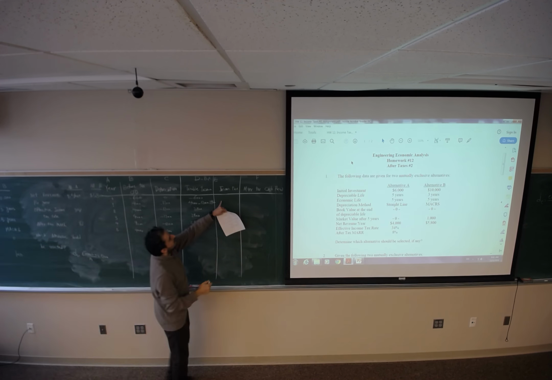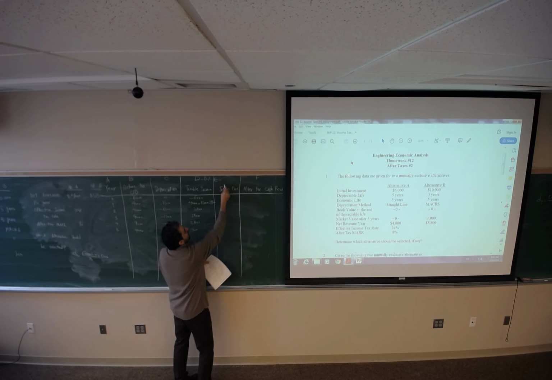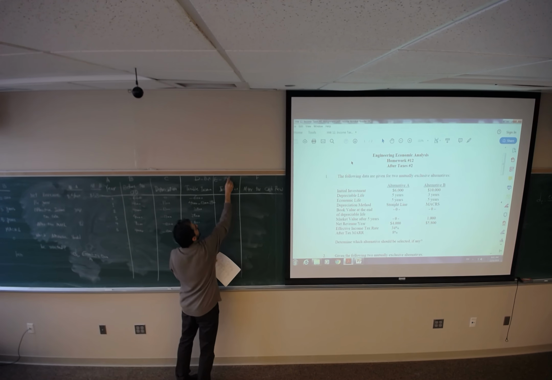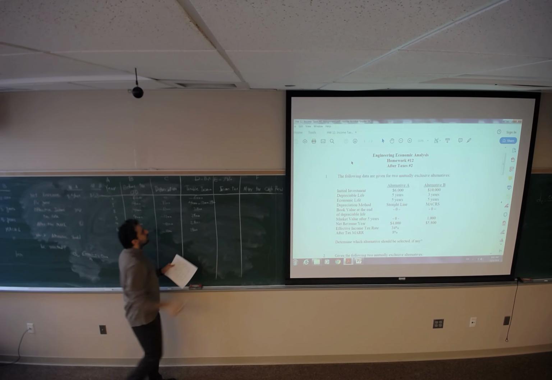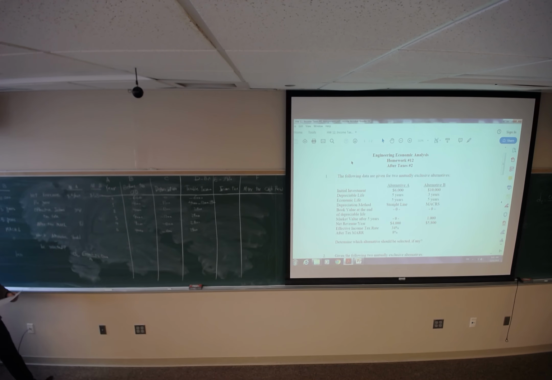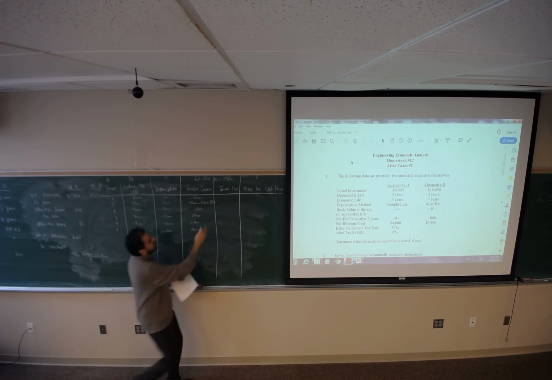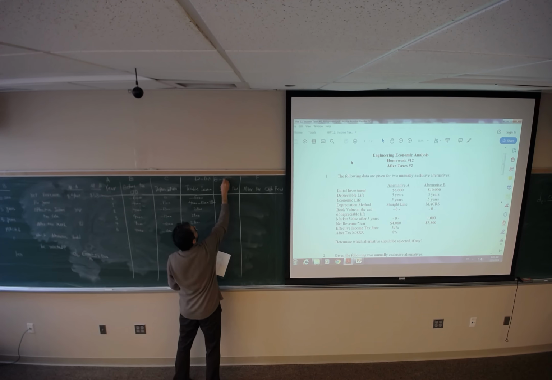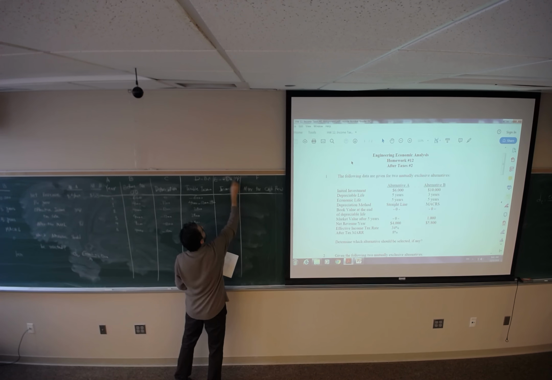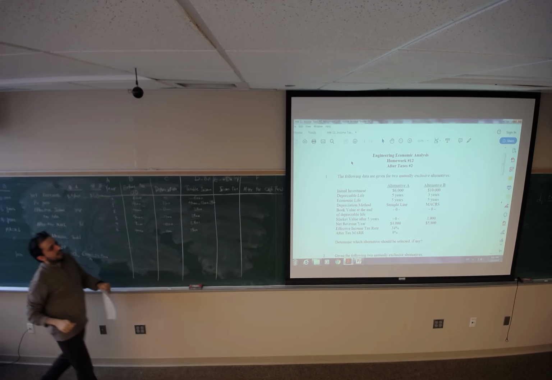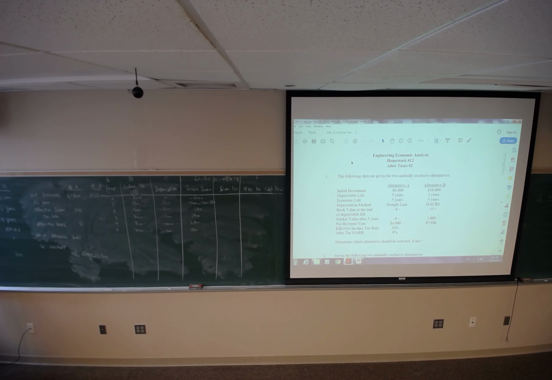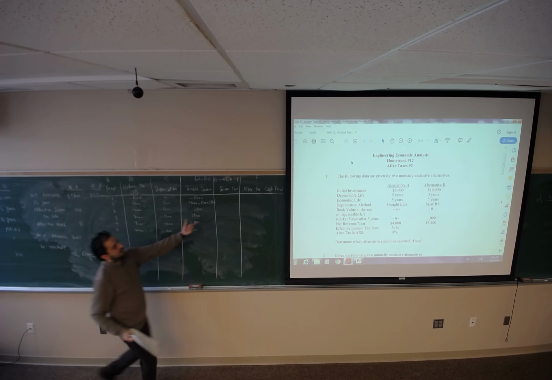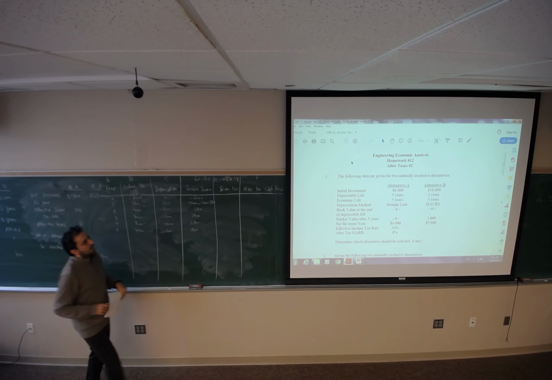Five. Income tax is going to be the tax rate, which is 34%, multiplied by column D, negative D times 34%. This is negative because it's a cost, I just want to have this column as a cost.